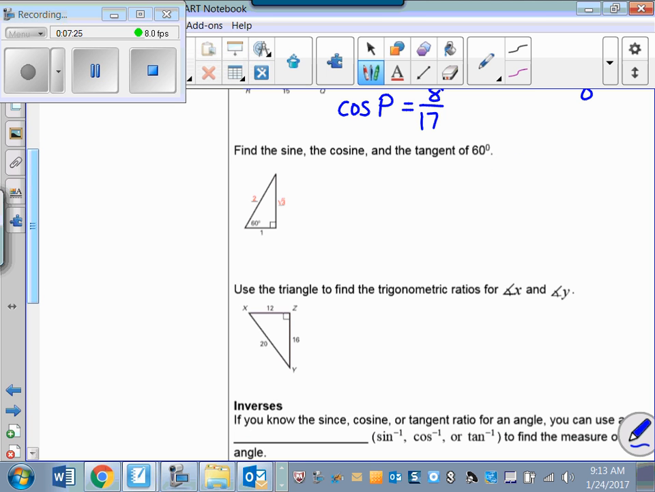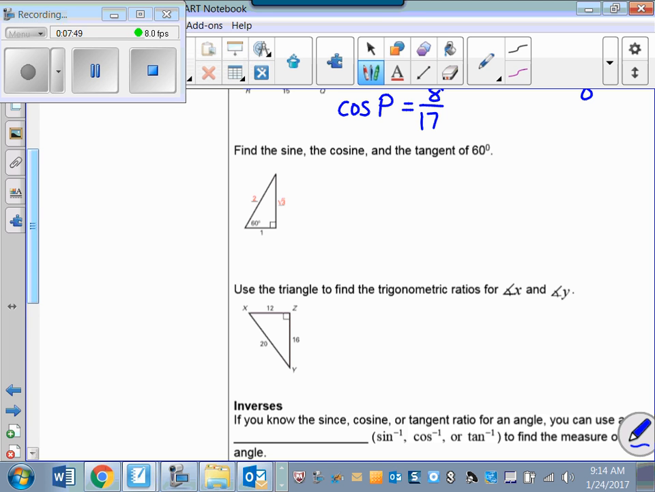How about this? Let's find the sine, cosine, and tangent of 60 degrees. Again, when you get to pre-calculus, you will learn what's called the unit circle, and so you will actually memorize the trig functions for 60 degrees, 30 degrees, and many other angles. This is just one that we're going to do here.